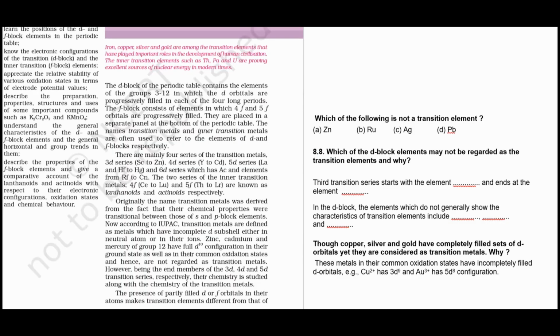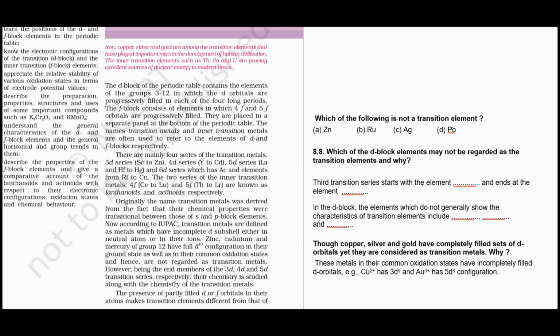Within this topic: what are transition elements, what are inner transition elements, and from which elements each series starts, like 3d from scandium to zinc, 4d from yttrium to cadmium, 5d from lanthanum and hafnium to mercury. You need to know the first and the last element of each of these series, and the lanthanoids and actinoids. These are the questions that can be asked because, according to the latest CBSE sample paper, good applied questions related to NCERT can also be asked.